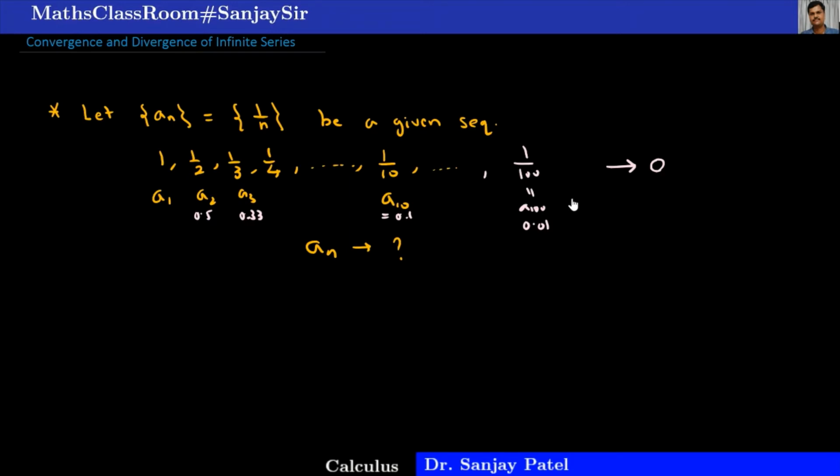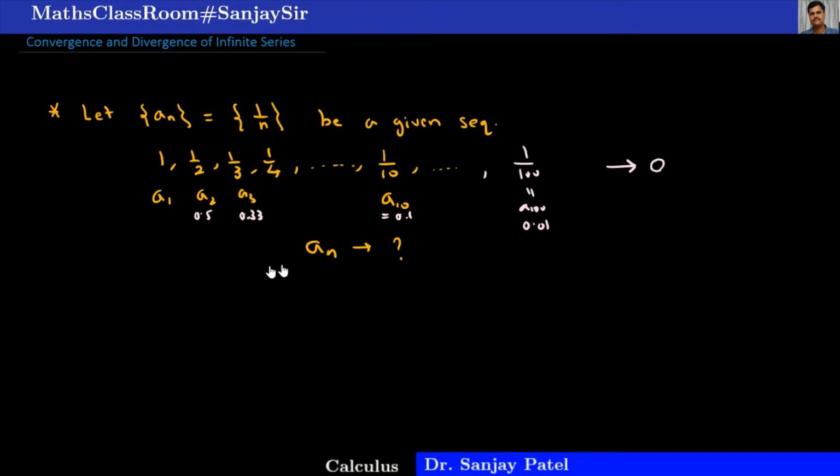Means if you keep on increasing the value of the subscript n, this term number n, then this an is going nearer and nearer to the number 0. In this situation, this number 0 is called the limit of this sequence. Let us understand whether it is actually approaching, or can we make an closer and closer to 0. The question is how much close you can take the terms an to the number 0.